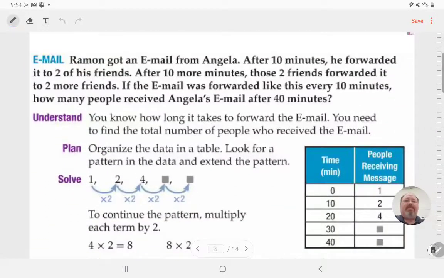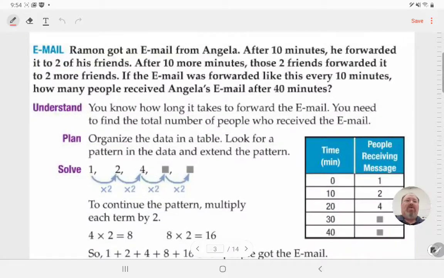So for example, Raymond got an email from Angela. After 10 minutes, he forwarded it to 2 of his friends. After 10 more minutes, those 2 friends forwarded it to 2 more friends. If the email was forwarded like this every 10 minutes, how many people received Angela's email after 40 minutes? So understand, you know how long it takes to forward an email, and you need to find the total number of people who received the email.